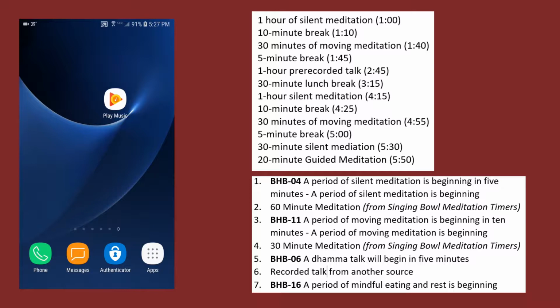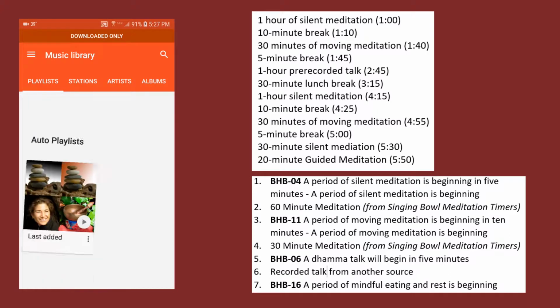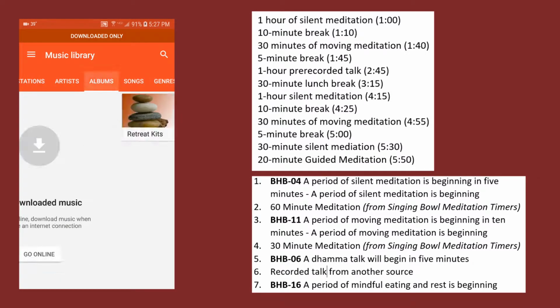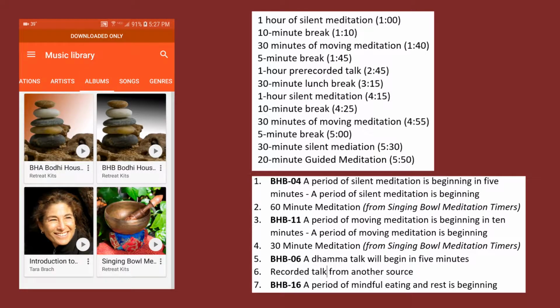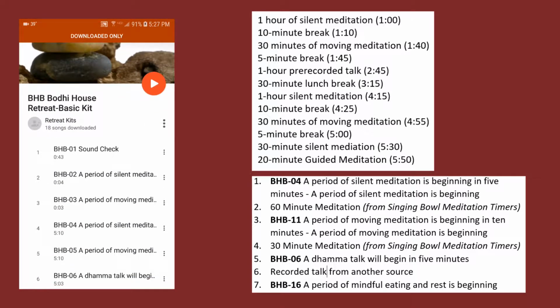We begin by opening Google Play Music, going to the menu, and selecting Music Library. We go to Albums, and we check our list, and we see that BHB04 is the first track. So we go into BHB, Bodhi House Basic, and we find track 04. These short codes of BHB04, for example, are meant to make it easier for you to find your tracks when the titles are too long to see the entire text in the title.